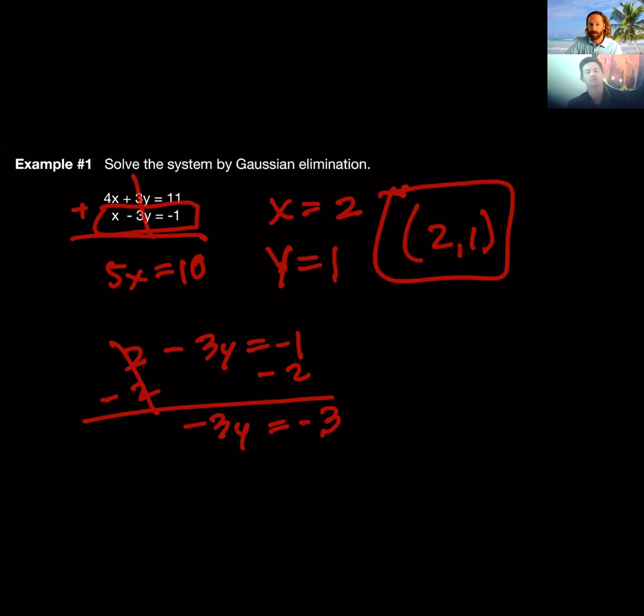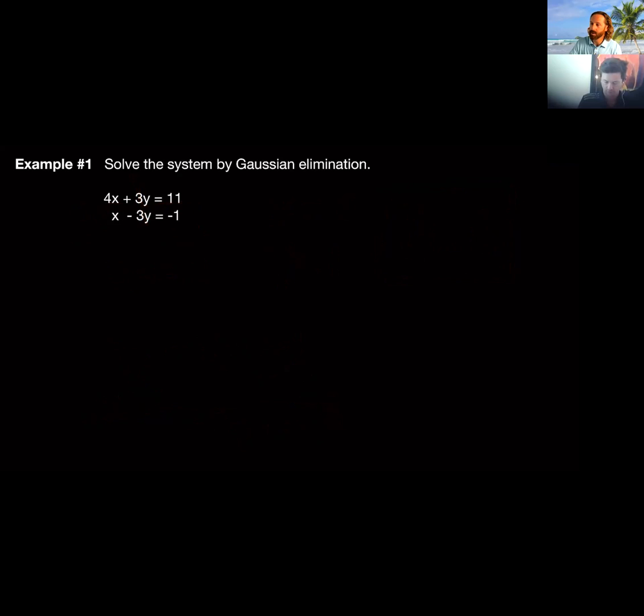Why would we learn another technique? Well, guys, remember, it is not for a 2 by 2, a 2 equation, 2 unknown. It's more for the 3 by 3s or 4 by 4s or 5 by 5s that you could someday see. So even though you don't need this technique, please try to learn it because it will help you in the future. All right. So I'm going to show you Gaussian elimination, even though we already know the answer is 2, 1.